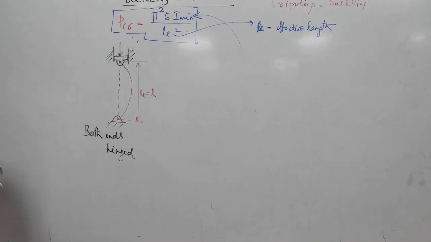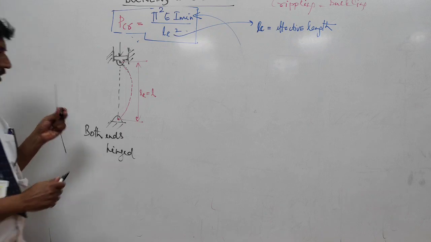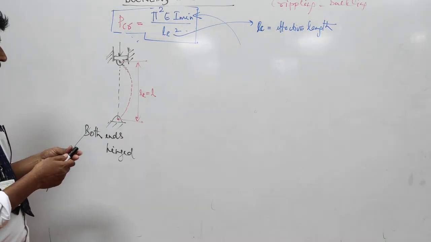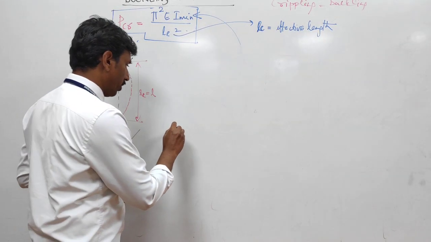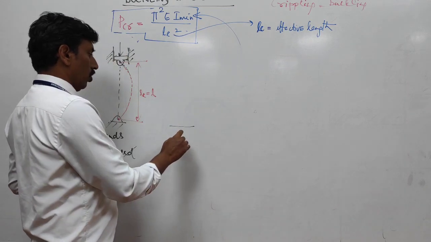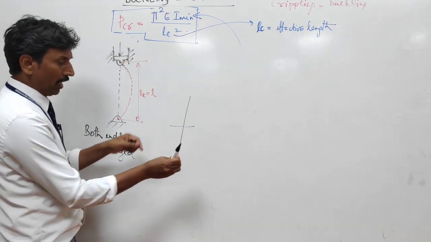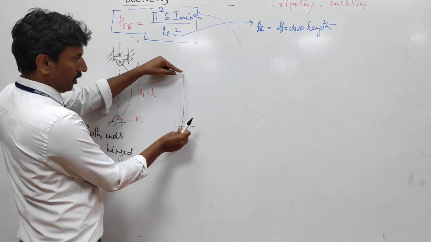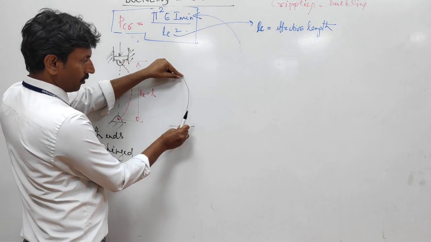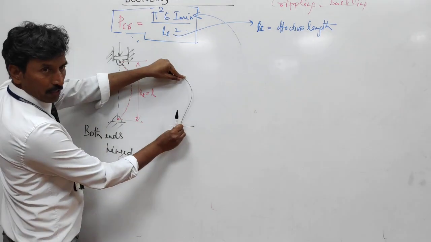Then the next case is one end fixed and the other end hinged. Fixed means like this: one end of the column is fixed, I'm holding it like this. The other end is hinged like this. You can see the difference, no?